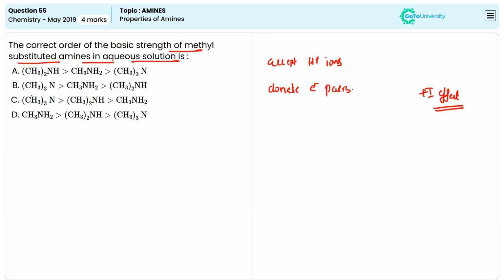So from these options, the correct answer will be option A. This is a combination of plus I effect, steric hindrance and solvation as well. Solvation, particularly hydrogen bonding, also plays a significant role in predicting the basic property. Combining all these three effects, secondary will be more basic than primary, then tertiary. So the correct answer is option A.